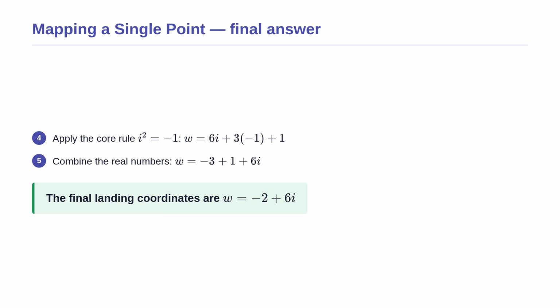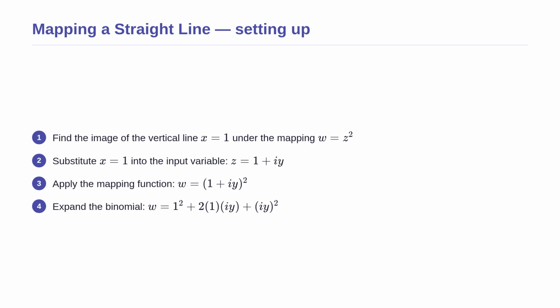Physically, this means our original point at coordinates (2, 1) has been moved and rotated to land at (-2, 6) in the output world. Having mapped a single point, let us tackle a slightly harder example, where we map an entire infinite shape.